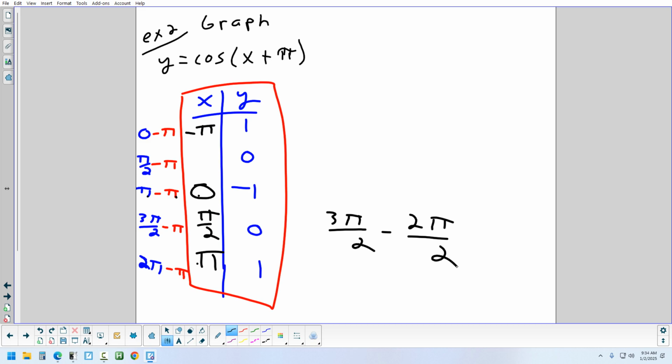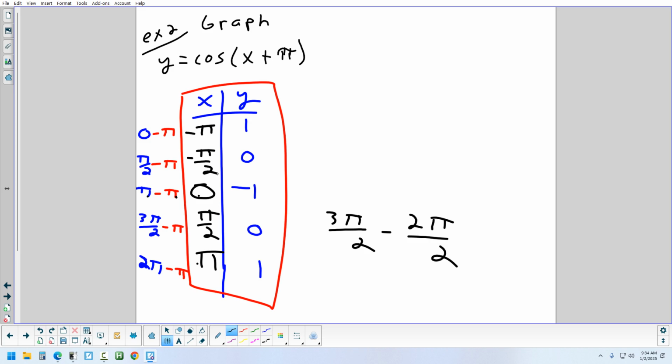And what's halfway between negative pi and 0? Negative pi over 2. Or, if you don't like that trick of finding what's halfway between, find the common denominator and subtract, but you'll get negative pi over 2. Any questions on the table?